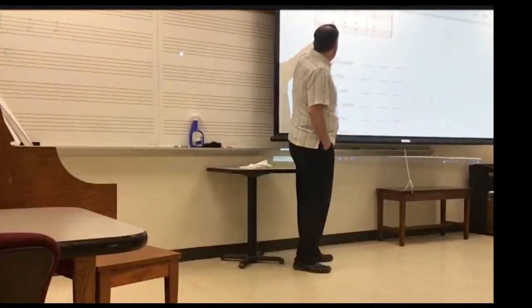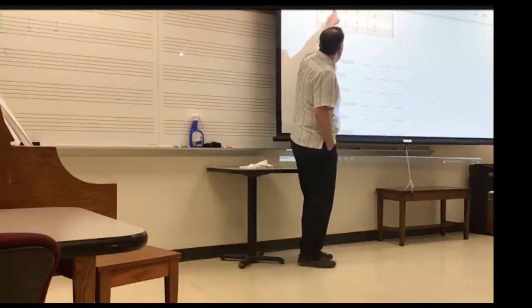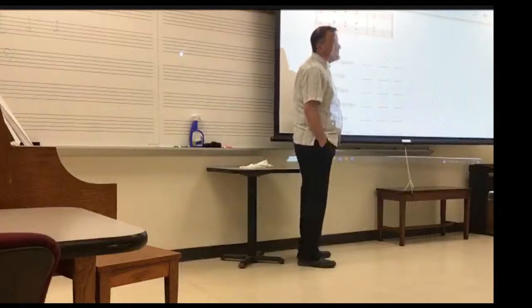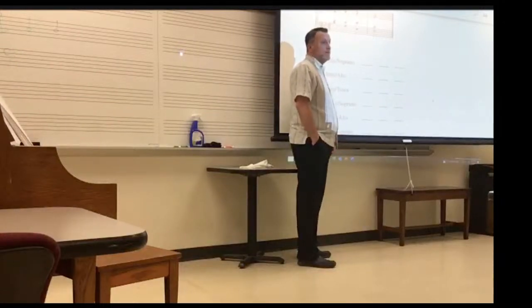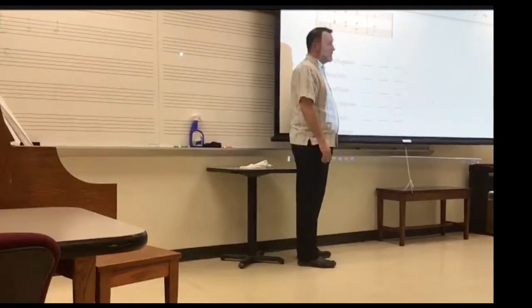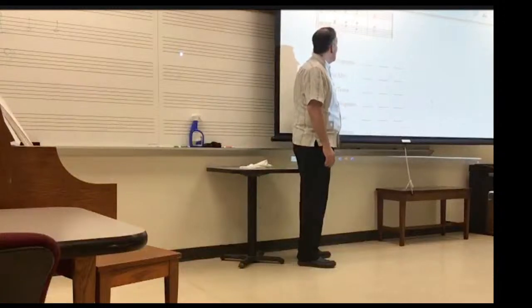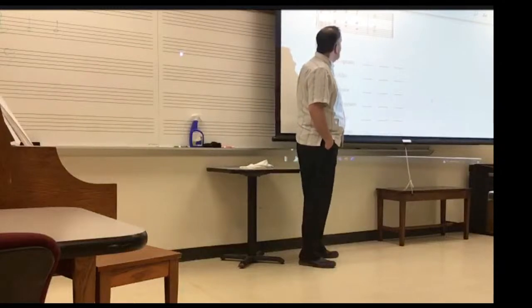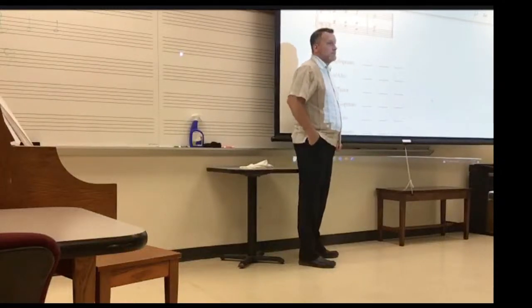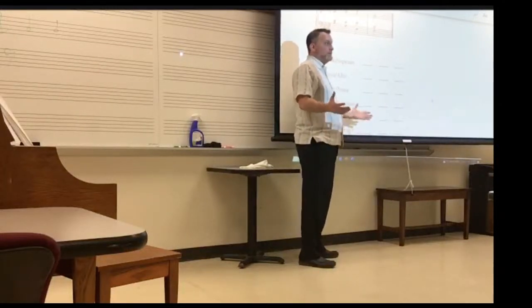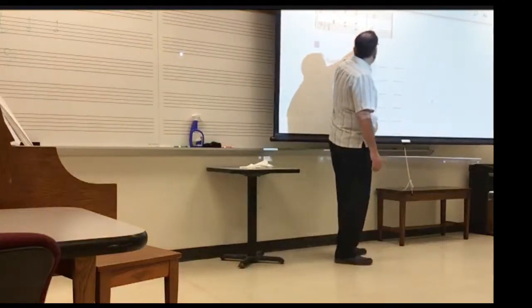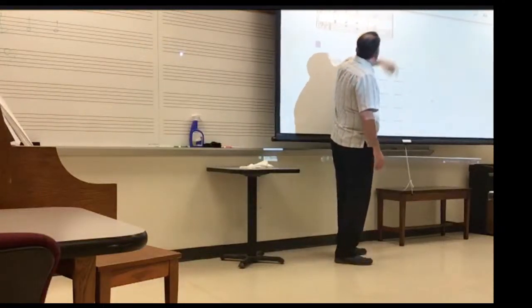Soprano stays on a B, bass moves down to a G. What type of motion is that? Oblique, so we're going to put an O there. And then we have the soprano moving up to C, the bass moving down to E. What type of motion would that be? Contrary, so that's a C there. Then our bass is moving up, soprano is moving down. Contrary again, right? So another C.